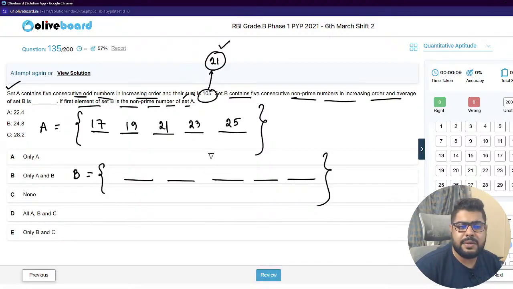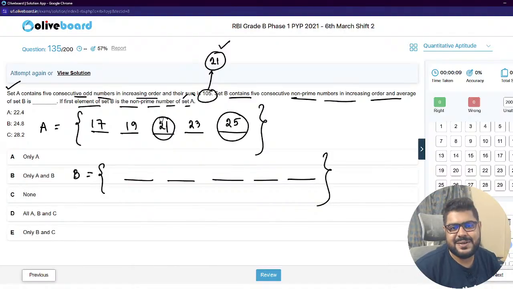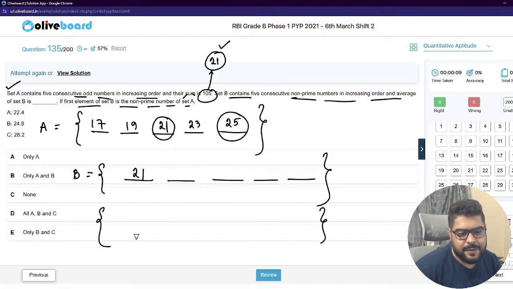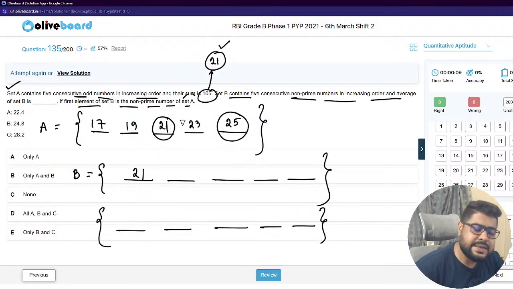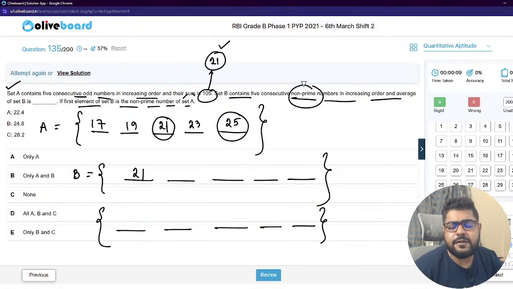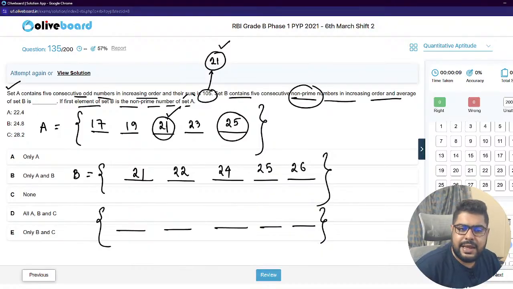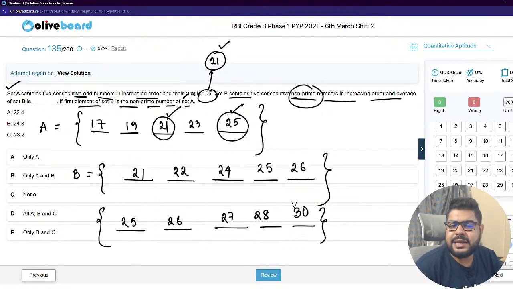अच्छा, A का non-prime, sir, A का non-prime can be this or this, sir, gadbad. So I have to take two cases. First element of B, if I take 21, so B can have two options, sir. 21. Next, non-prime numbers only, because B is a set of non-prime numbers. So after that, sir, 22 is non-prime. 23 I cannot take, it's a prime. 24, 25, 26. Now again, if I start from 25, what will that be, sir? 26, 27, 28, 29 I cannot take, 30.